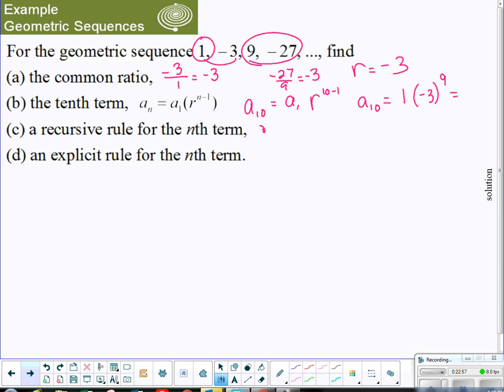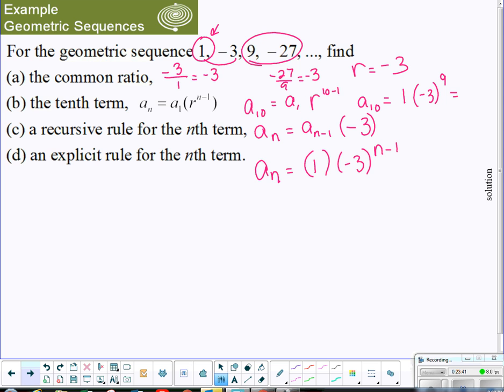Sometimes these recursive rules, while we think they're kind of a pain, are actually the easier version to write. So it'd be a sub n equals the previous term, a sub n minus 1, times our common ratio r, which was -3. So that's all that would take. And then an explicit rule, I could say a sub n is equal to 1 in this case, which was our beginning value, and I'm going to multiply it by -3 to the n minus 1 term. Okay, because I started with the a sub first term there.